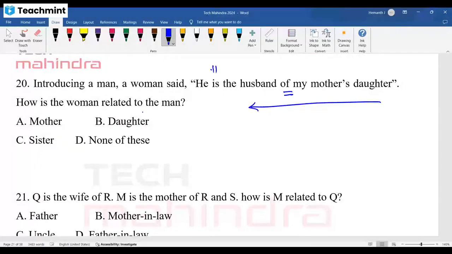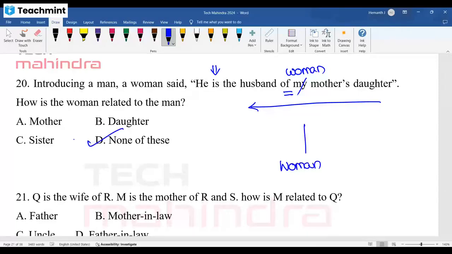From the word "is", my means woman. Woman, mother, daughter means woman, sister, or woman also. Husband is man. So it can be two things. So answer none here. Woman, mother, daughter means herself or maybe sister.